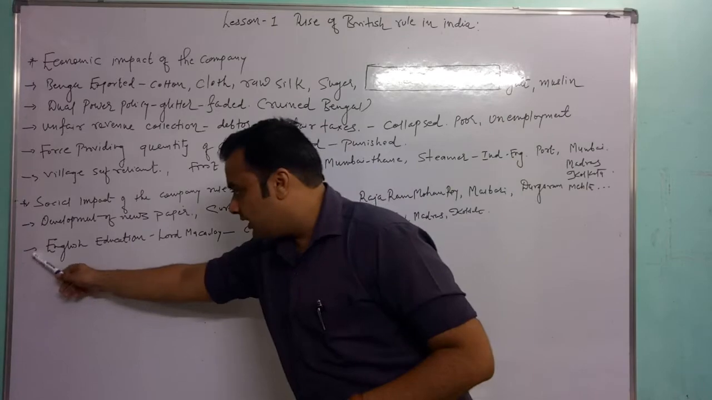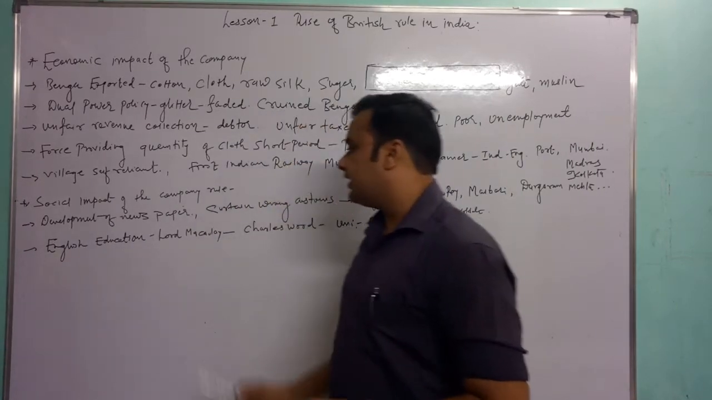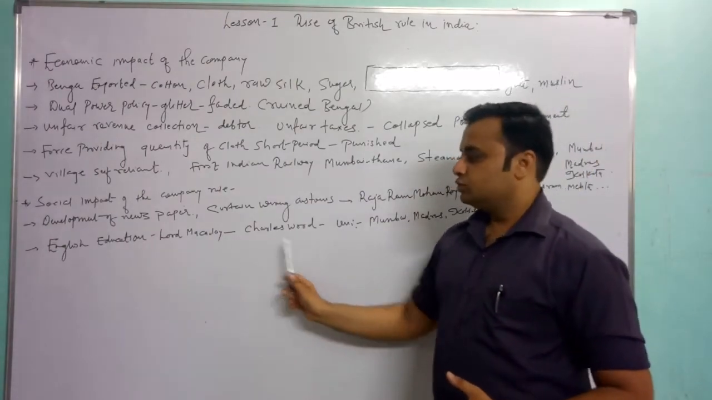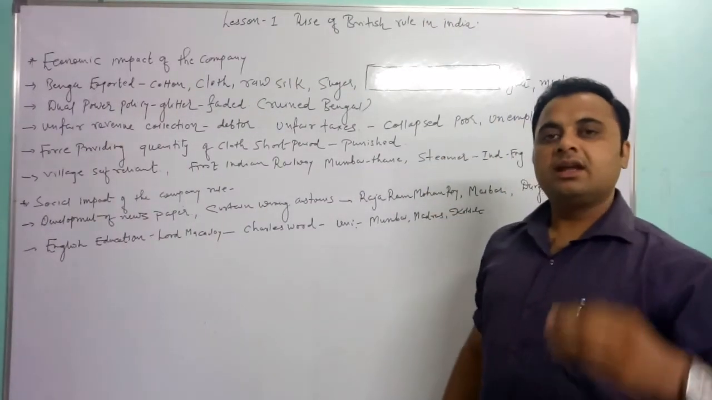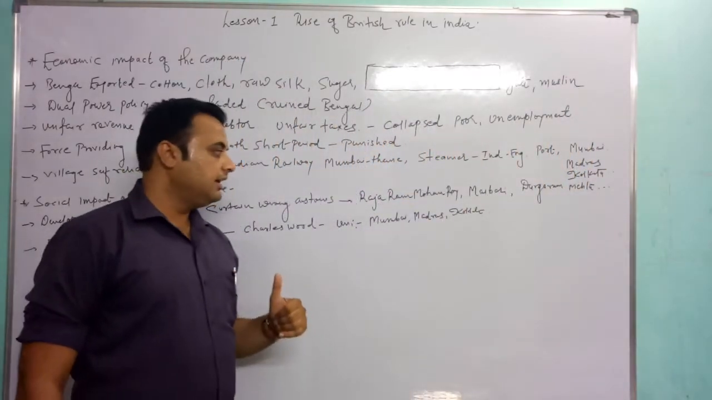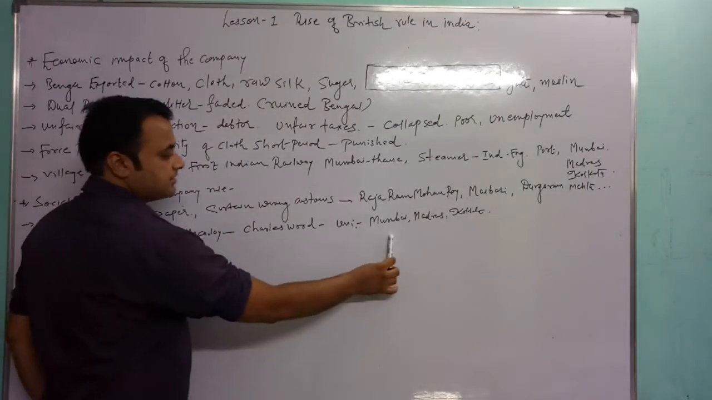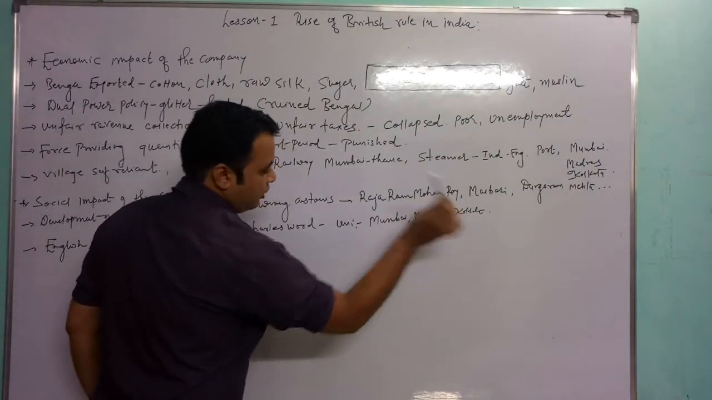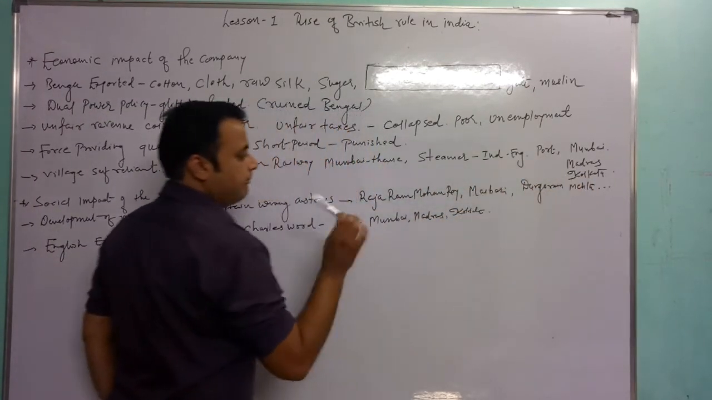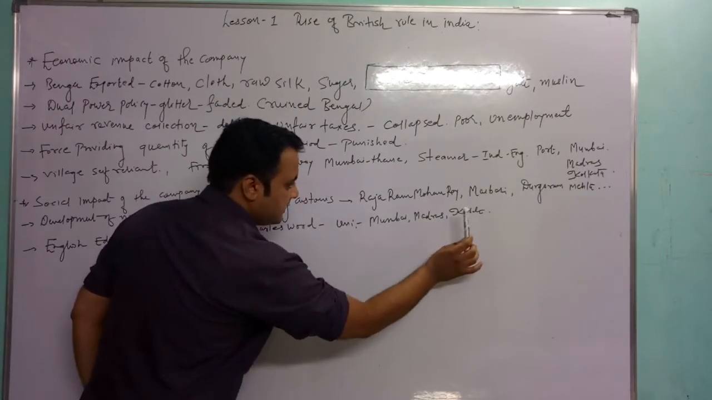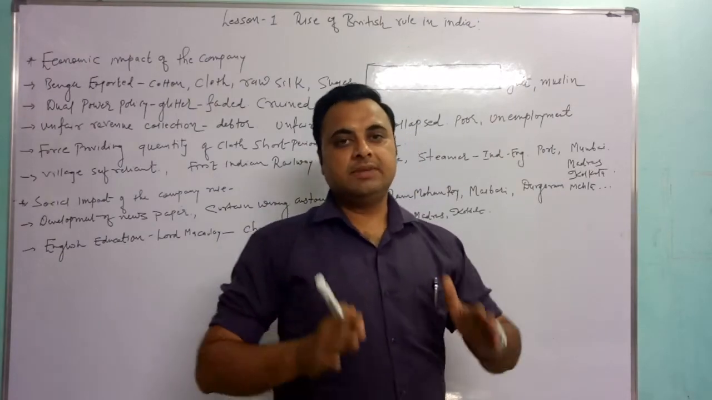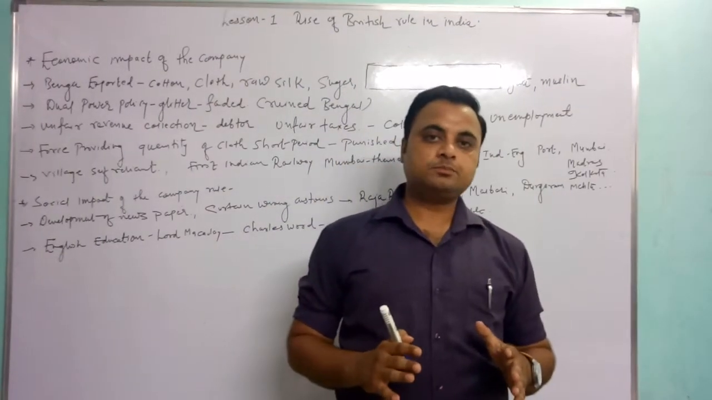During the British rule in India, English education was started by Lord Macaulay, and it was recommended by Charles Wood. These two persons implemented English education in our country and made 3 universities: Mumbai, Madras and Kolkata. They made 3 ports also, Mumbai, Madras and Kolkata. So these are the social impacts in India during the British rule.